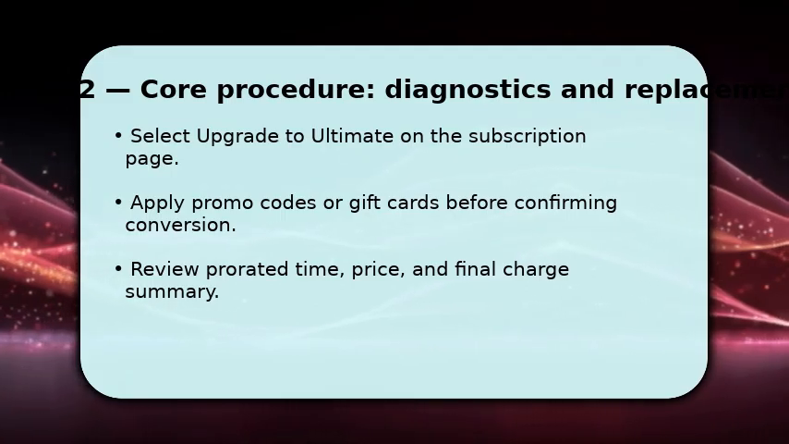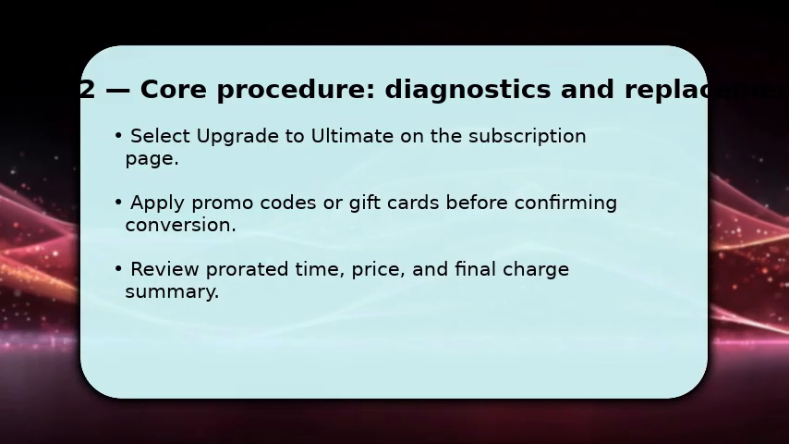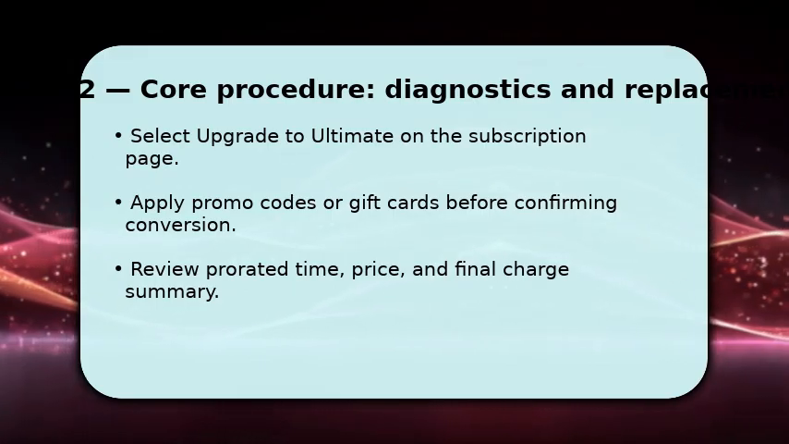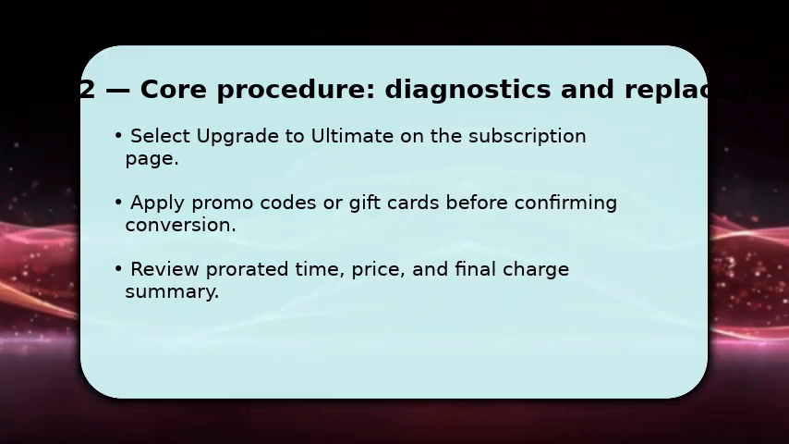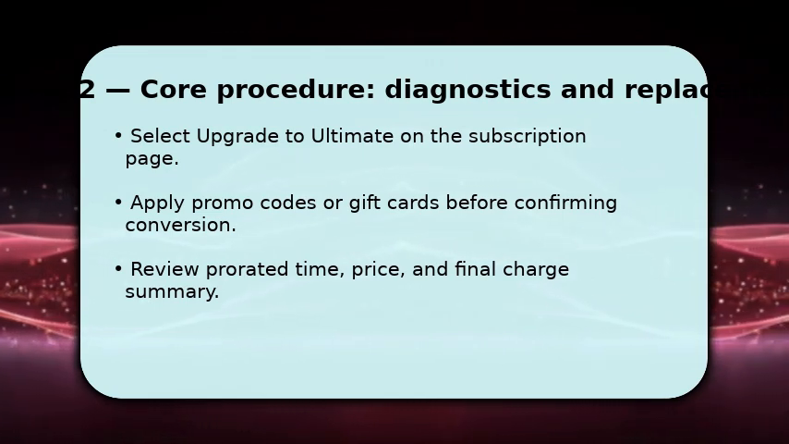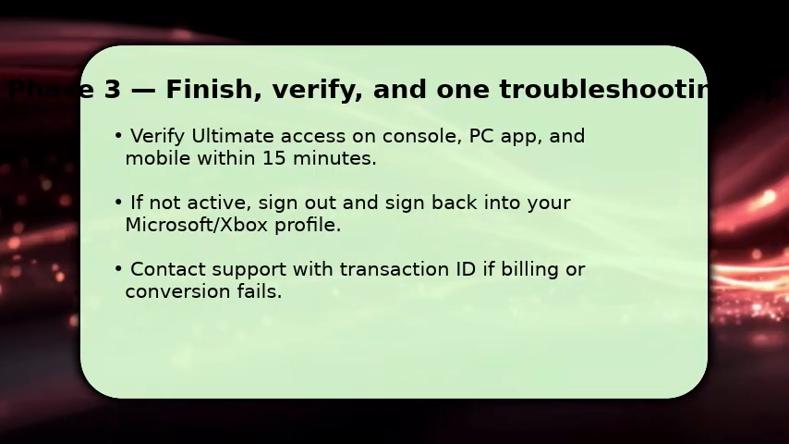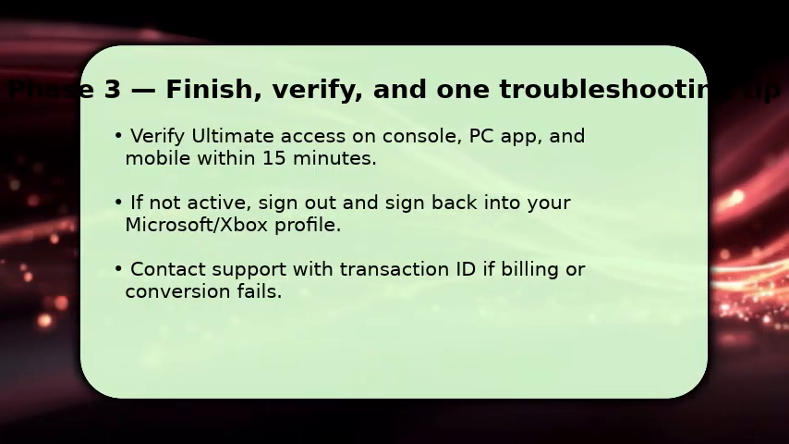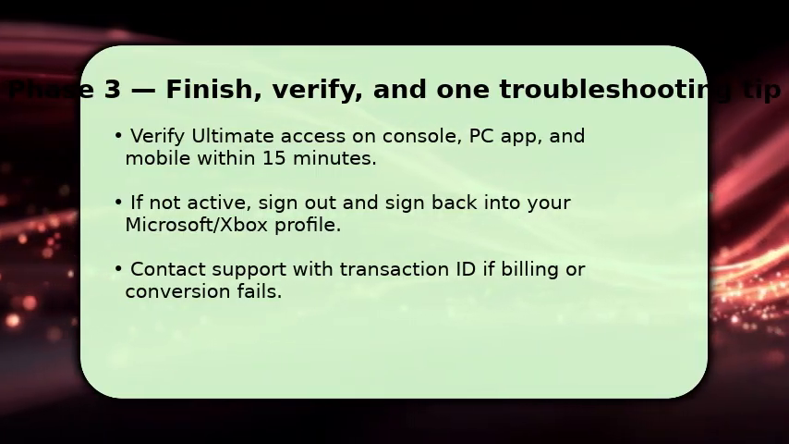If you're switching platforms, confirm device settings for cloud saves. After confirming payment, wait for the confirmation email and check the Xbox app for the Ultimate badge on your account. You finish by confirming Ultimate features across devices. Open the Xbox app, console, and account page to see perks active.